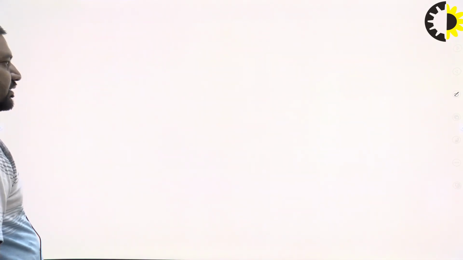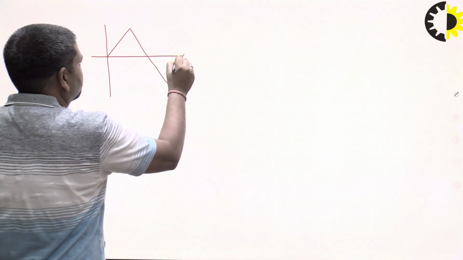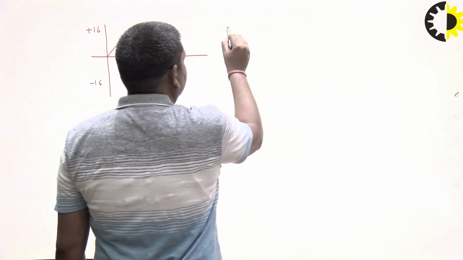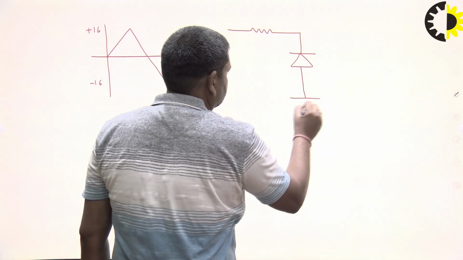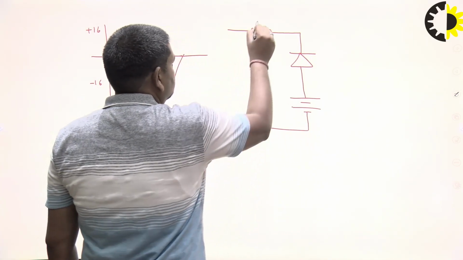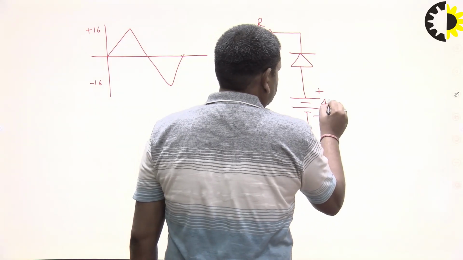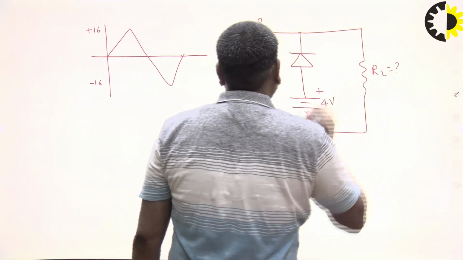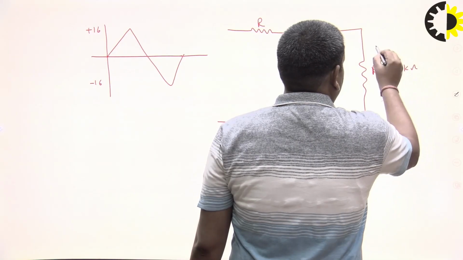The first question to be asked is on the Clipper circuit: what is a Clipper circuit? What is the output of that particular system? This is the input waveform, and this is the Clipper circuit. We find RL is 5 kilo ohm, 10 kilo ohm. So find the output voltage.